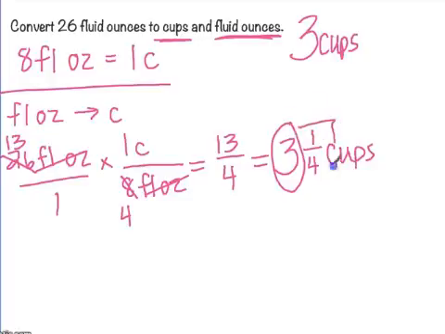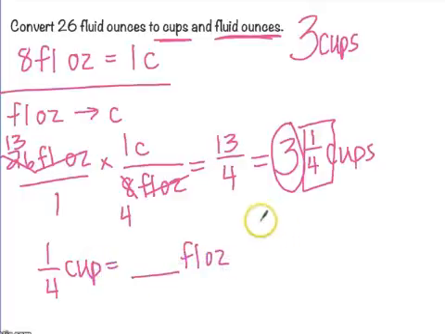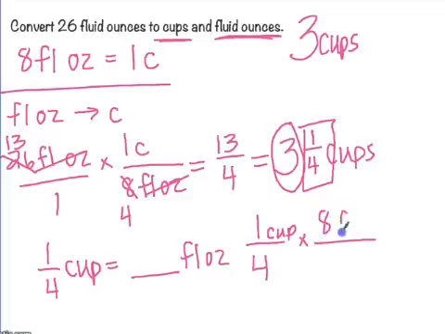Now I need to figure out 1/4 cup equals how many fluid ounces. So if I start, now this one's kind of funny because I have to start with 1/4, and before I always started with a whole number and just put it over 1, but now I'm starting with a fraction. So I'm going to attach my cup label to the numerator, and I'm going to use the fact that 8 fluid ounces is equal to 1 cup.